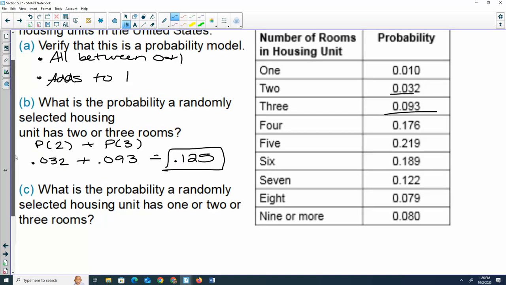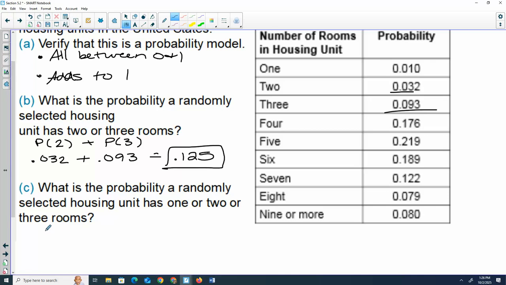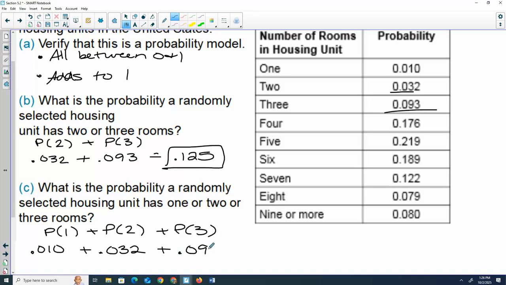Alright, what's the probability a randomly selected housing unit has 1 or 2 or 3 rooms? Is there any overlap there? No, so you just have to add all of them. Probability of 1 plus probability of 2 plus probability of 3. So the probability of 1, 0.010, probability of 2, 0.032, probability of 3, 0.093. We get 0.135.